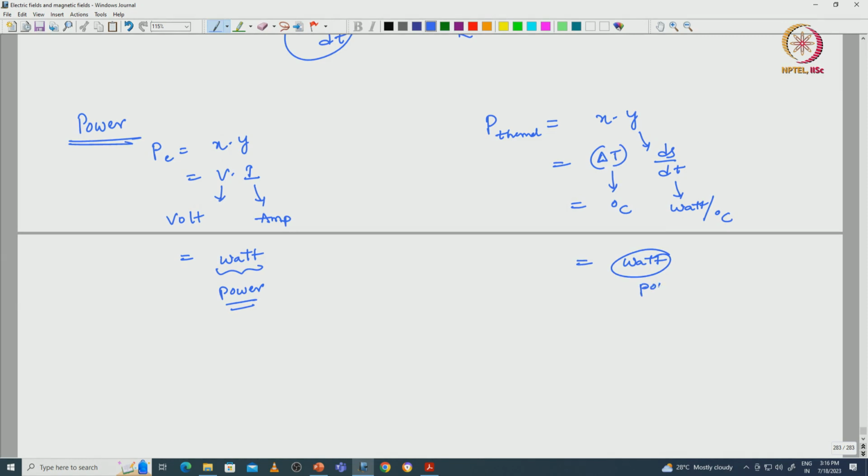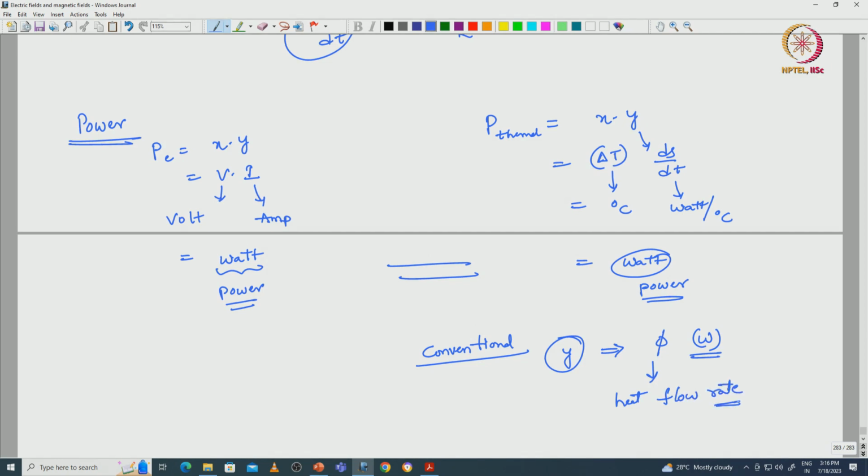Watt represents the power. So in both domains, the power is matched, the principle of energy conservation is matching. In the conventional representation, the flow variable with respect to the thermal is considered as heat flow rate, that is phi, whose units are watts.